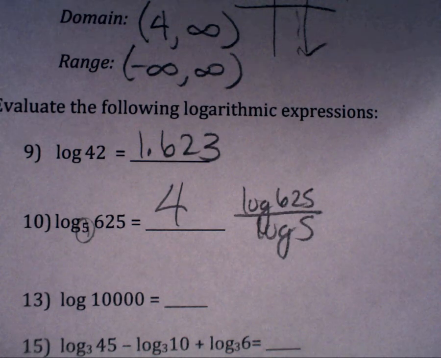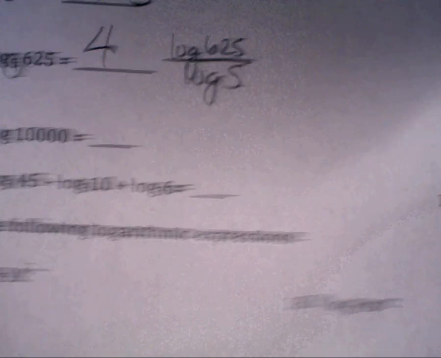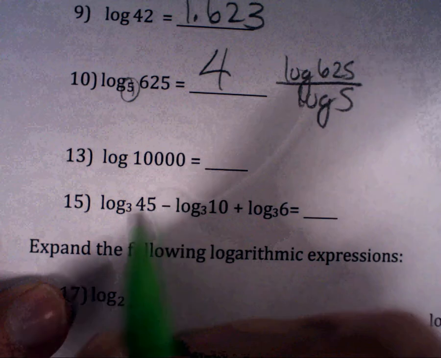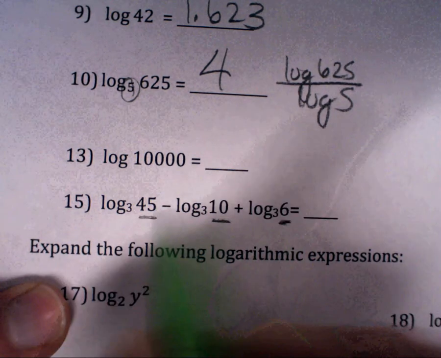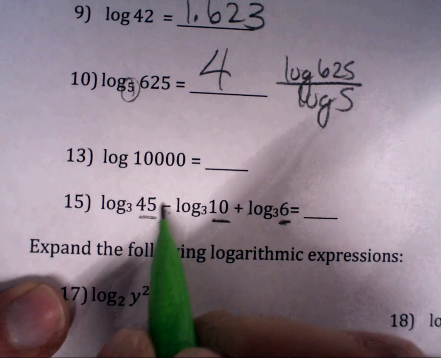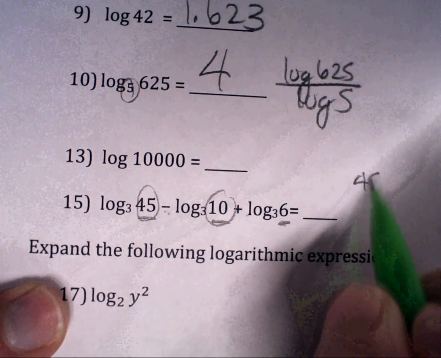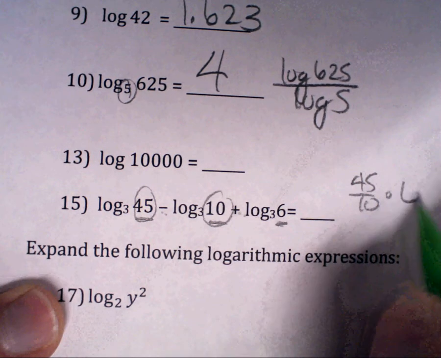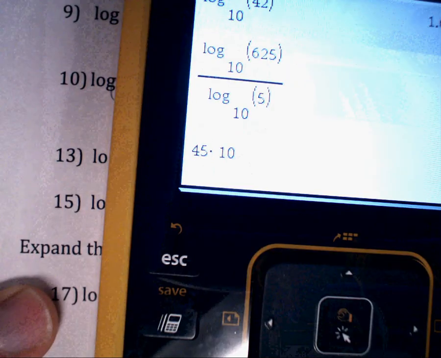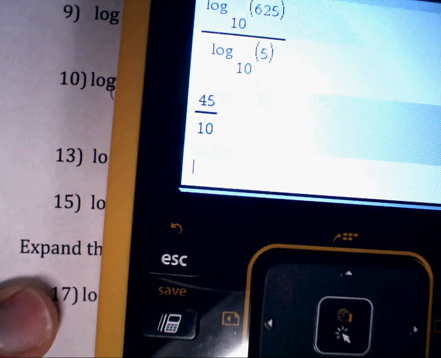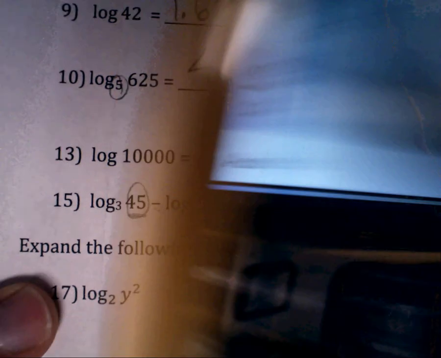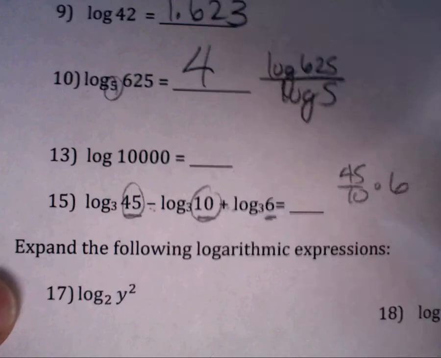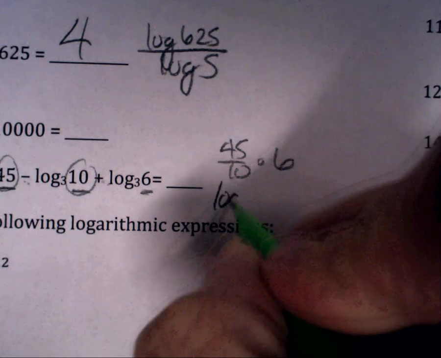Alright, so let's jump to number 15. 15 is more complicated. It's really actually not on the test, but I want to go over it. What we would do with these 3 is look at the operation. We have a minus, which means these two numbers are going to divide. And then we have a plus, which means we're going to multiply. So I do 45 divided by 10 times 6, what do we get? 27. So we do log 3, 27.